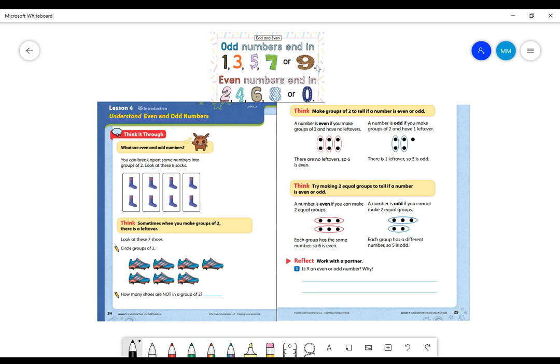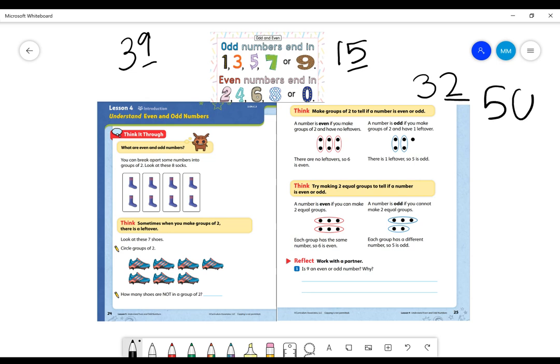So think of numbers like 15, 39. Now, there's some numbers that can start with a 3, but are even because they end in 2. Or maybe 5 is usually an odd number, but because 50 ends in 0, it's an even number.